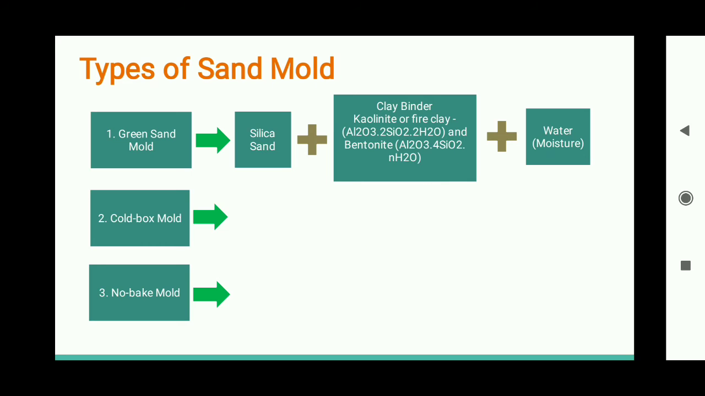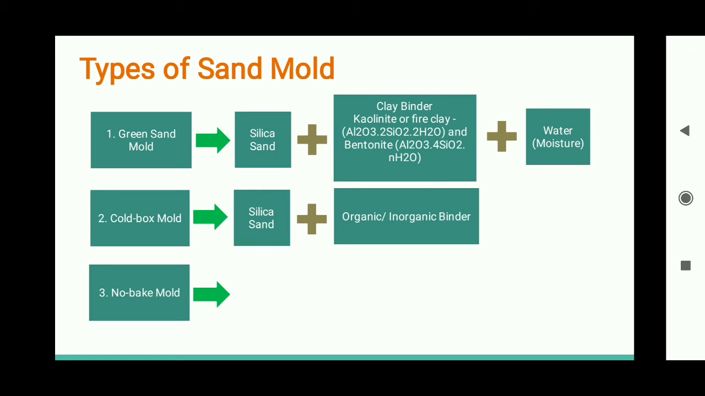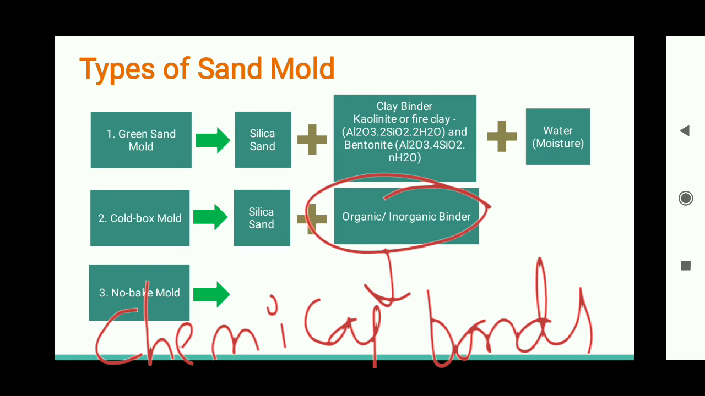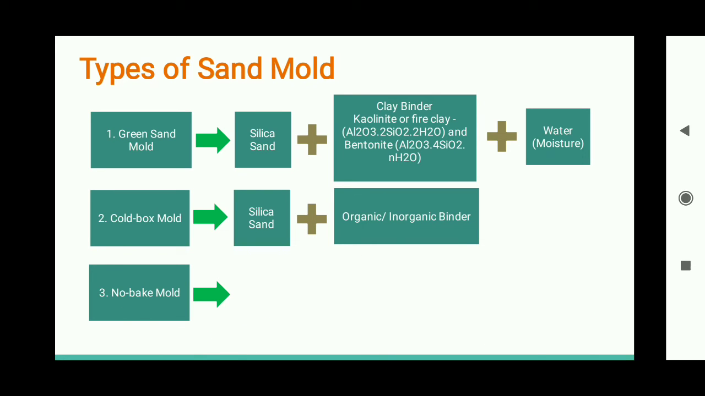Next is cold box mold. This mold is a combination of silica sand and organic and inorganic binders. There is no water content, please keep in mind, only silica sand and the organic and inorganic binders. The bonding takes place due to a chemical reaction only, as we studied in chemistry. That is why we call it a cold box mold. Simply put, the molding sand is formed by chemical reaction.